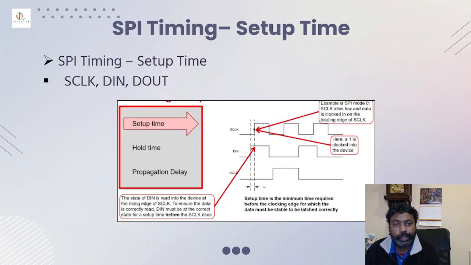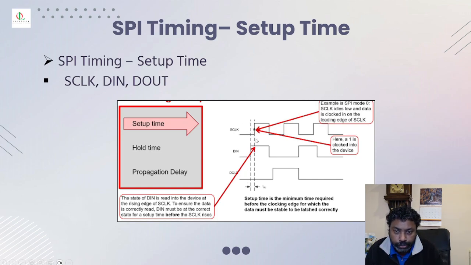Now let's get into the timing. There are three different timings in SPI. The first is the setup time, then there is the hold time, and a propagation delay. The setup time is the minimum time required before the clocking edge starts, for which the data must be stable. So there must be some time set before the clock is generated, so the data has time to settle to be latched correctly.